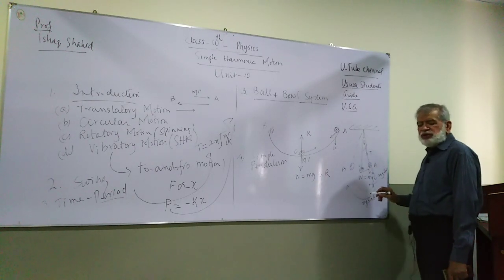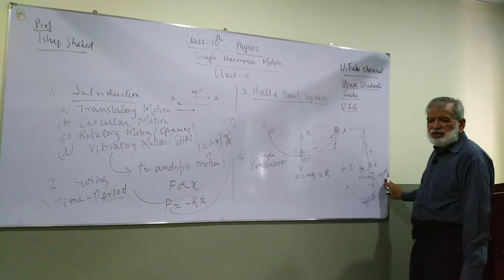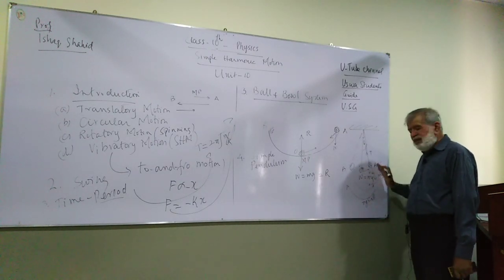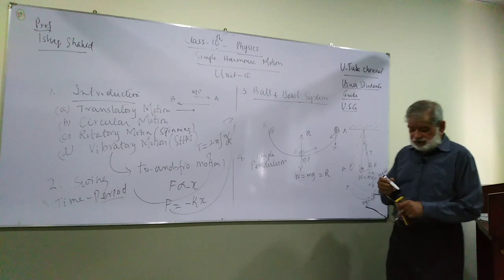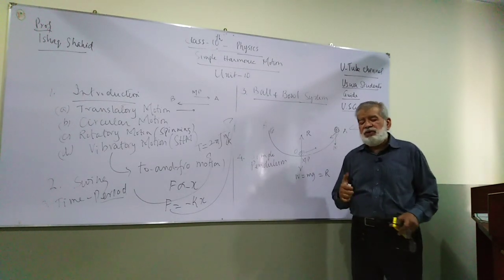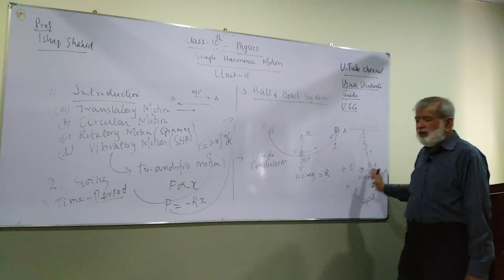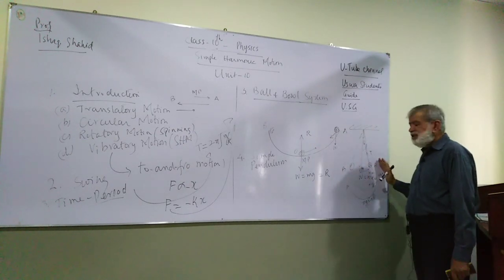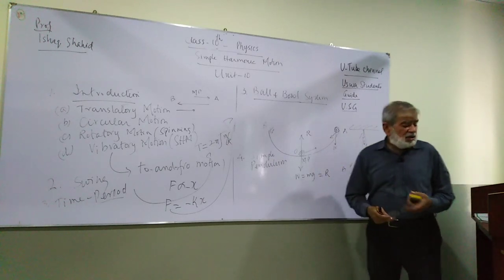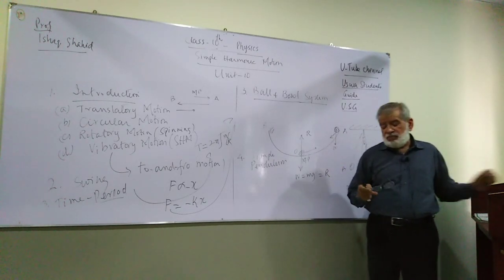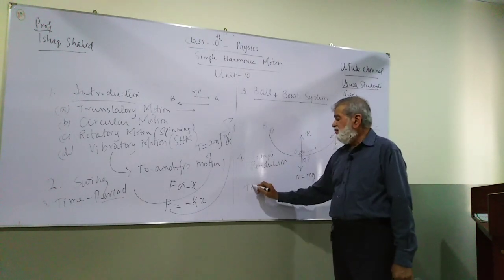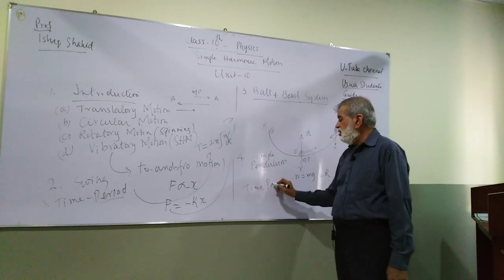Since there is no motion, T is balanced by mg cos theta, and the only force acting is mg sine theta. Because of this force mg sine theta, the ball keeps performing simple harmonic motion about its mean position, going from one extreme A to another extreme B. The time period of this simple harmonic motion is as told to you earlier.